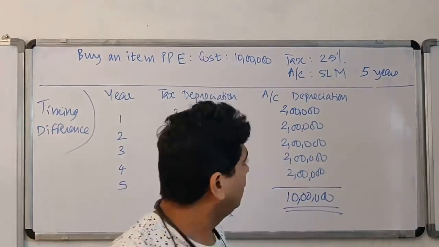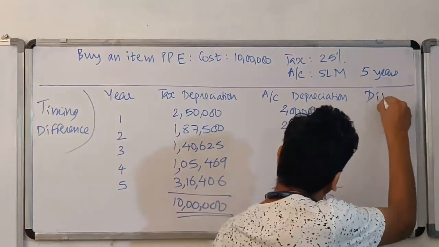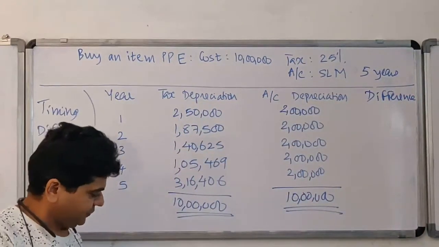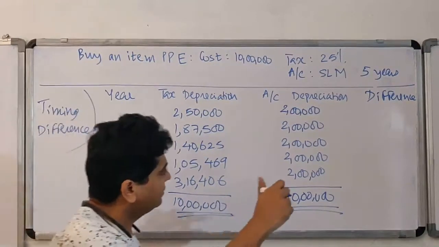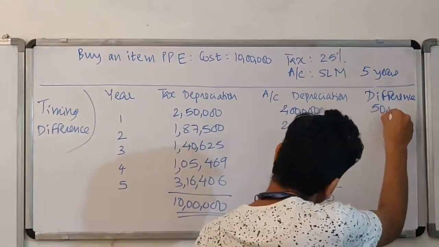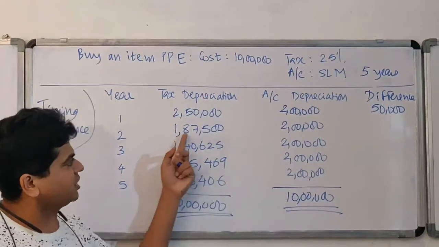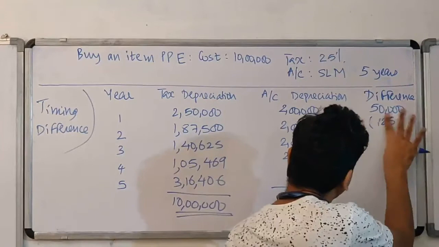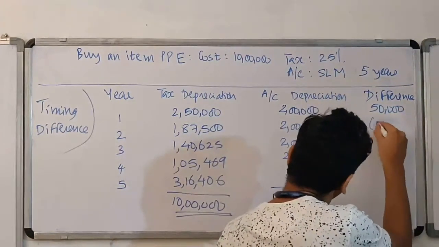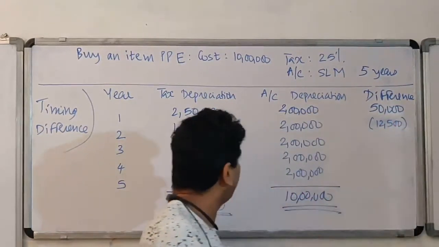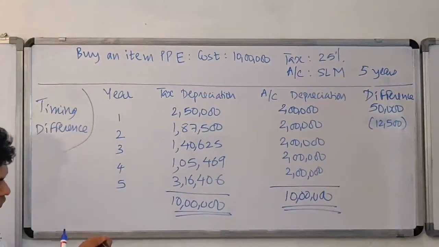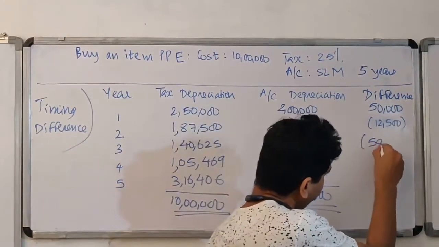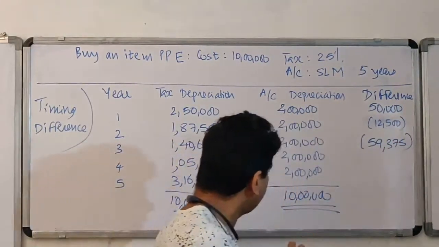I'll show you that. What I now do is I calculate a difference over here. Let us do a yearly difference. First year is simple, so I'll say it is 50,000. From the tax depreciation I'm deducting the accounts depreciation. The second year it is 12,500. Third year, 140,625 minus 2 lakhs. I get 59,375.